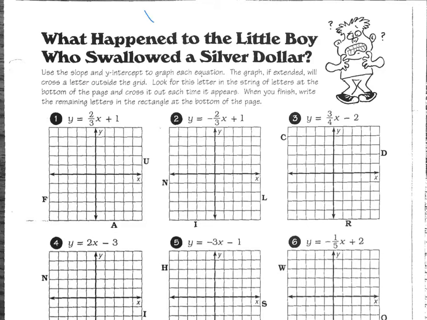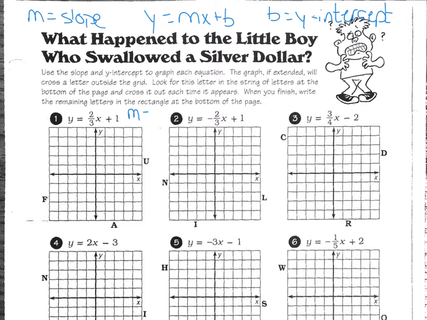Always remember when we're looking at y equals mx plus b, m is the slope and b is the y-intercept. Okay, so for number 1, m is 2/3 and b is what? B is 1, positive 1. What do we graph first? We graph that y-intercept on the y-axis. So I'm going to go to 1 and put a point.